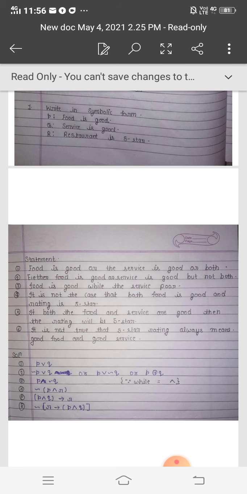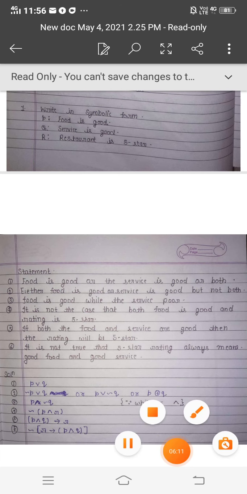So these are the symbolic form questions, or we can say mixed questions based on concepts which I had taught you till now.